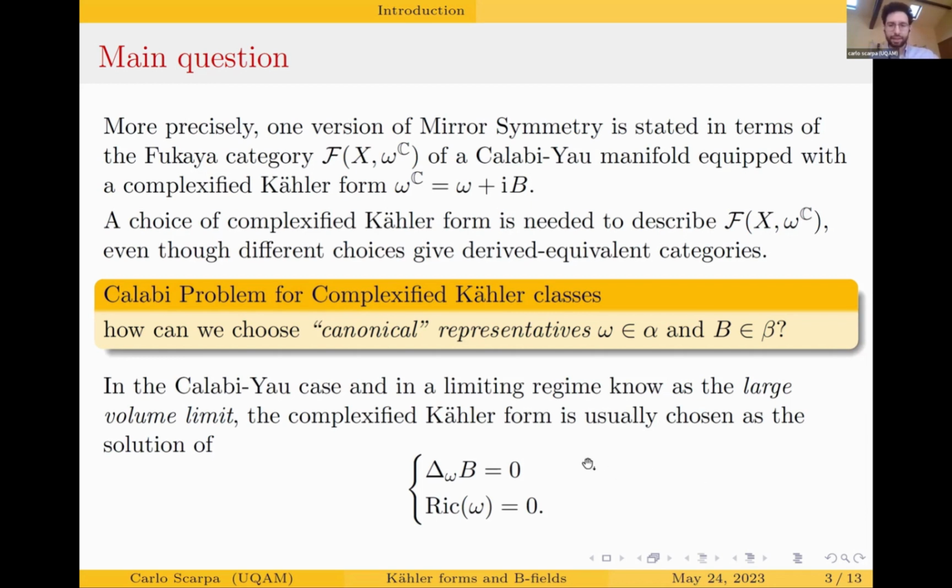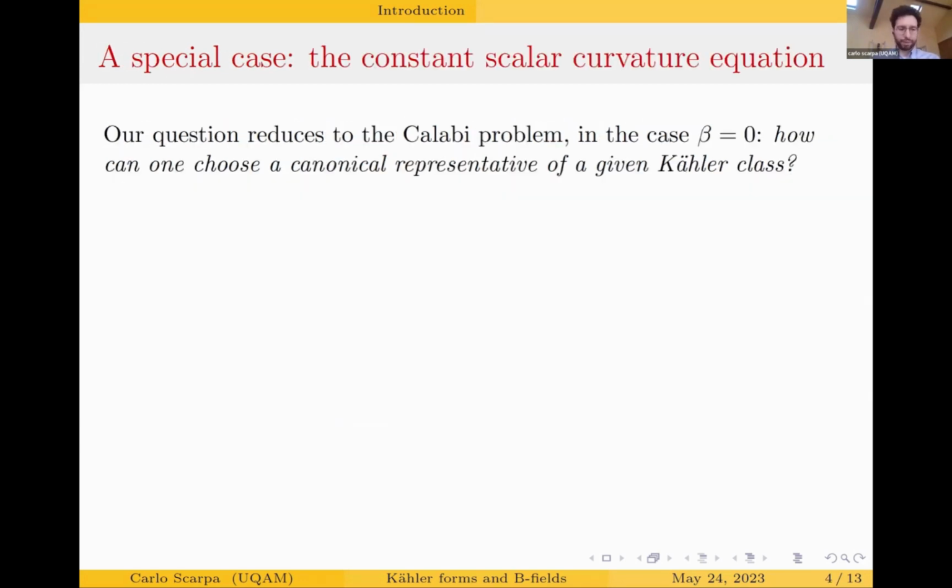But somehow it's expected that if you are not close to this limiting regime, then you should have a different system of equations. And also, of course, this system per se doesn't make much sense if the manifold is not Calabi-Yau itself. So this is more or less the general picture. We are going to be looking for a system of partial differential equations that generalize this system to less special cases. And just as a recap of some of the things we've seen in previous talks.